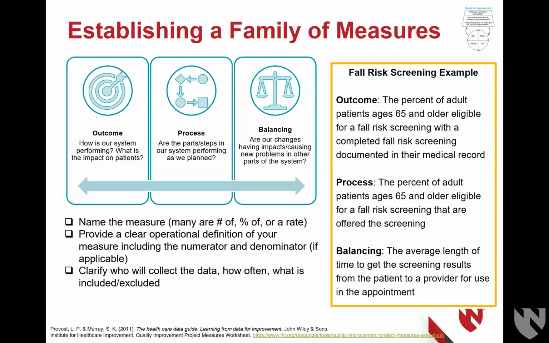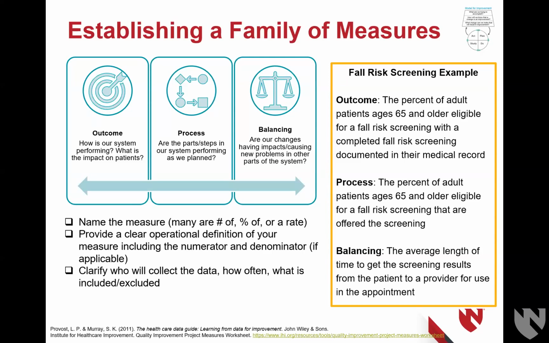Process measures are often logically connected with the outcome measures. With process measures, these measures typically show improvement before we see improvement in the outcome measure. With this in mind, process measures often serve as an early indicator of whether or not our changes are perhaps resulting in improvement. Process measures help us to understand if the parts or steps in the system are performing as we planned or intended them to.